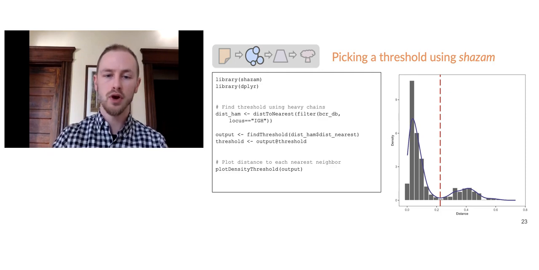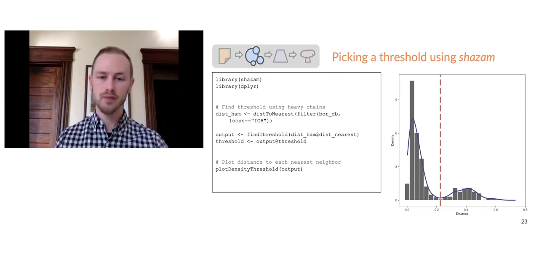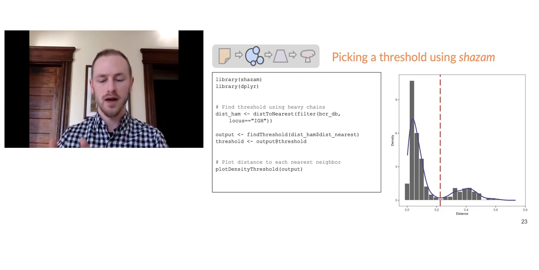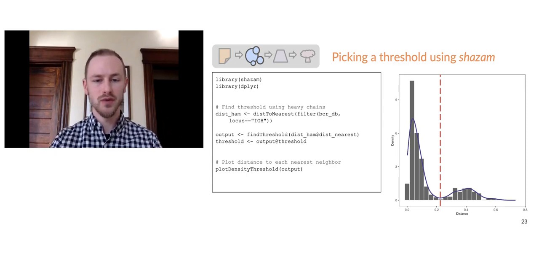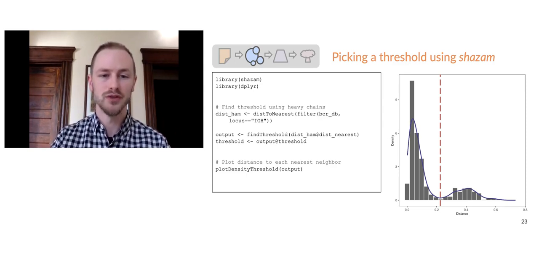So it's important that we only use heavy chains for this step because we only want to be comparing like sequences with other like sequences. In this tutorial data, of course, we only have heavy chains, but in real data, there would be light chains as well. So I've included this filtering step just to avoid confusion.